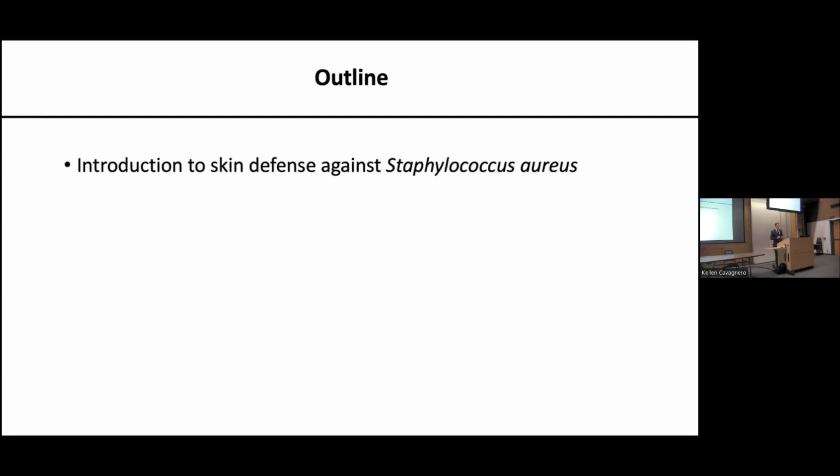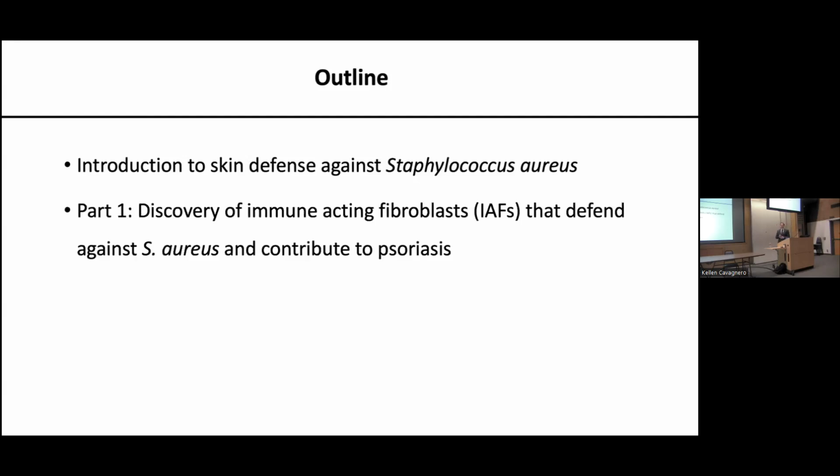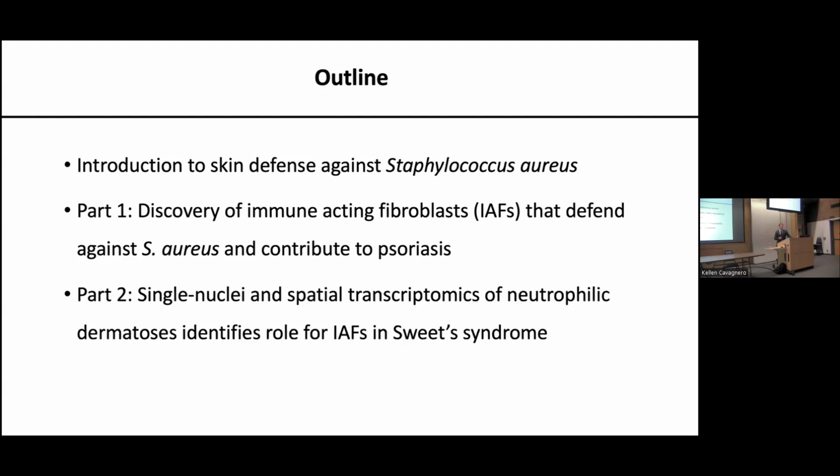So we're going to start today by learning about the skin and how it defends us against a pathogen called Staphylococcus aureus, or Staph aureus. If you've heard of staph infections before, this is what we'll be talking about. We'll then spend the bulk of our time today talking about our lab's recently published discovery of immune-acting fibroblasts, or IAFs, that defend us against Staph aureus infections, but also contribute to psoriasis pathogenesis.